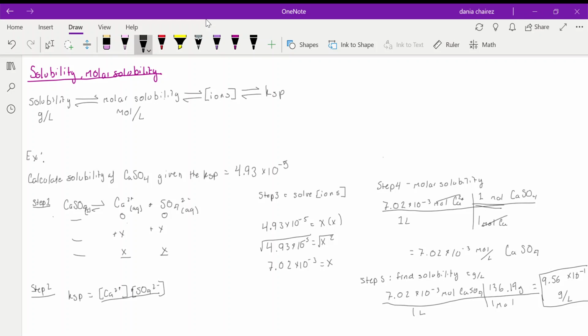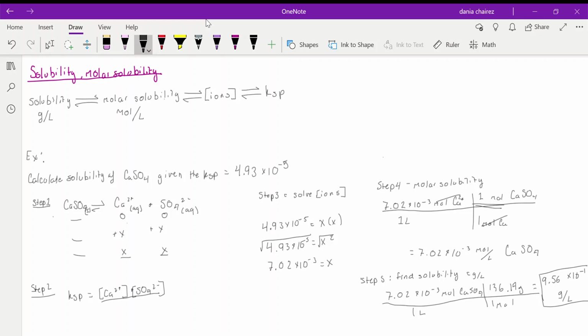So yeah, you guys see how we used our Ksp to find our concentration of ions, and then from concentration of ions we found our molar solubility using the molar ratio. Then with the molar solubility we found our solubility. So it really is just, you can work backwards to find these things or forward. So yeah, it's not too bad in my opinion.